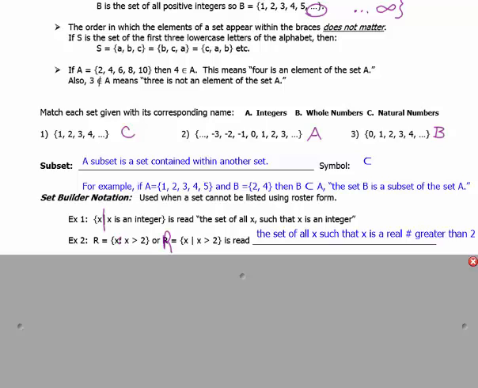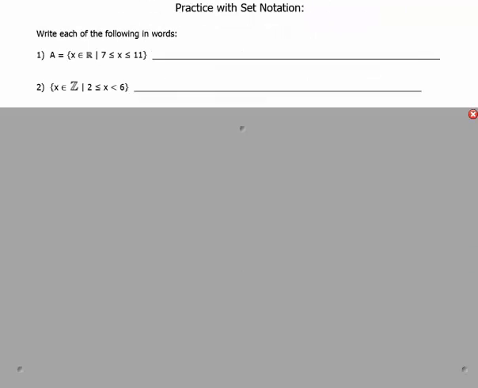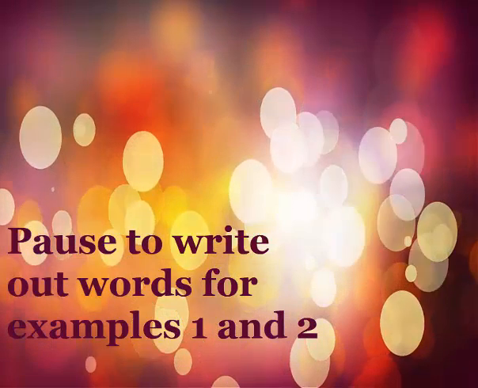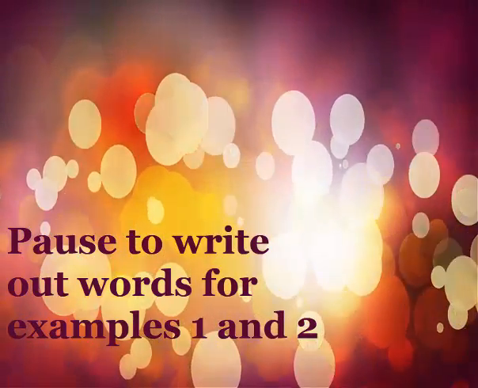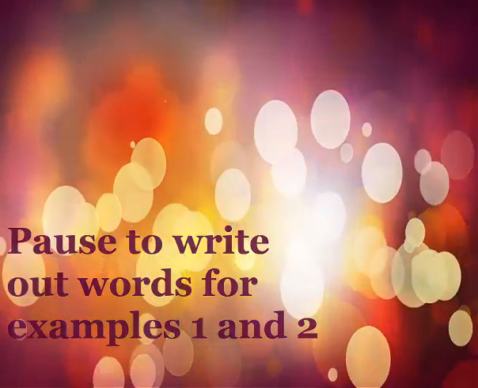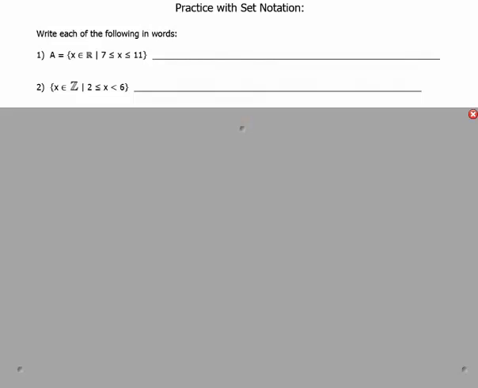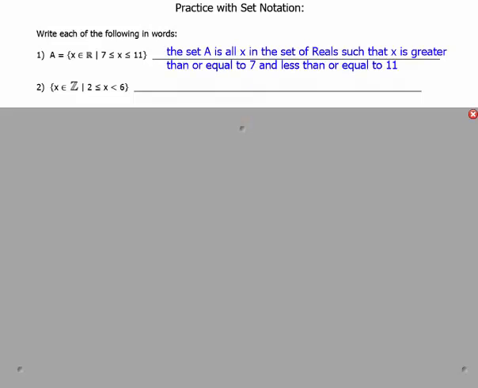Okay, so let's practice a little bit with set notation. You can pause here, look at examples 1 and 2, and write in words what those 2 sets say. Okay, number 1 says the set A is all x in the set of real numbers such that x is greater than or equal to 7 and less than or equal to 11. That's a lot of words to write out, which is why we have this fancy notation to make it a little easier. The second one says x is an element of the integers such that x is greater than or equal to 2 and less than 6.